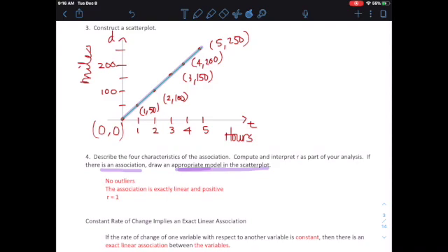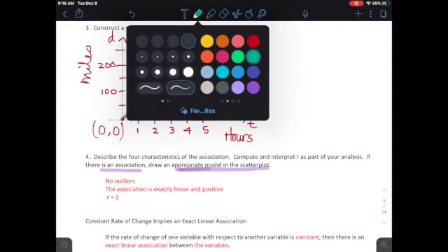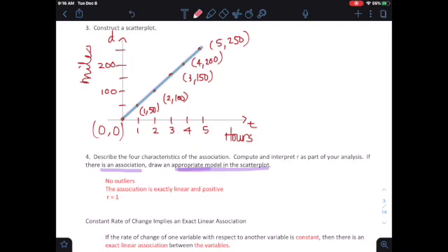And then there's no outlier because everybody's on the line. The association is exactly linear. It's a line, and it's positive. So that's your 4 things you have to tell me: no outlier, no unusual points, linear form, positive direction, correlation 1, and it's very strong. It's the exact line. Okay, going on to the next thing.